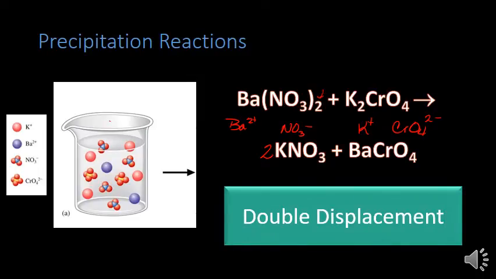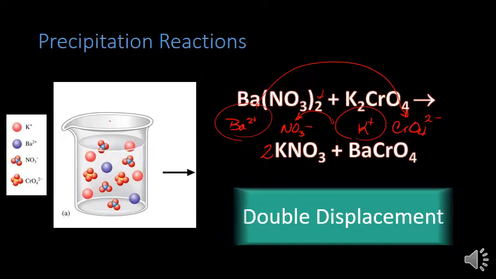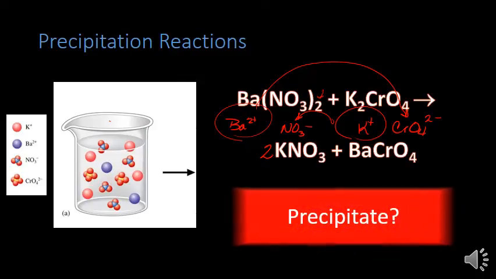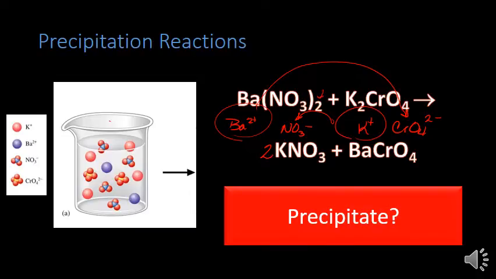Yes, this is a double displacement reaction because barium broke up with nitrate and now it's hooked up with chromate. Potassium is now left taking out nitrate. The next question after you do the double displacement is who makes the precipitate? Well, if you recall, according to the solubility rules, potassium is always soluble in water, nitrates are always soluble in water, and barium chromate, well, that is insoluble. So that is your precipitate.